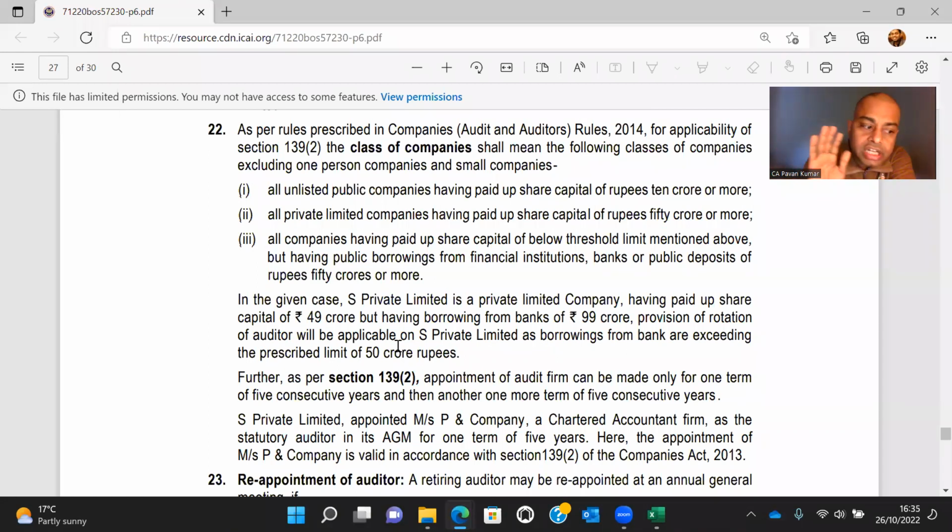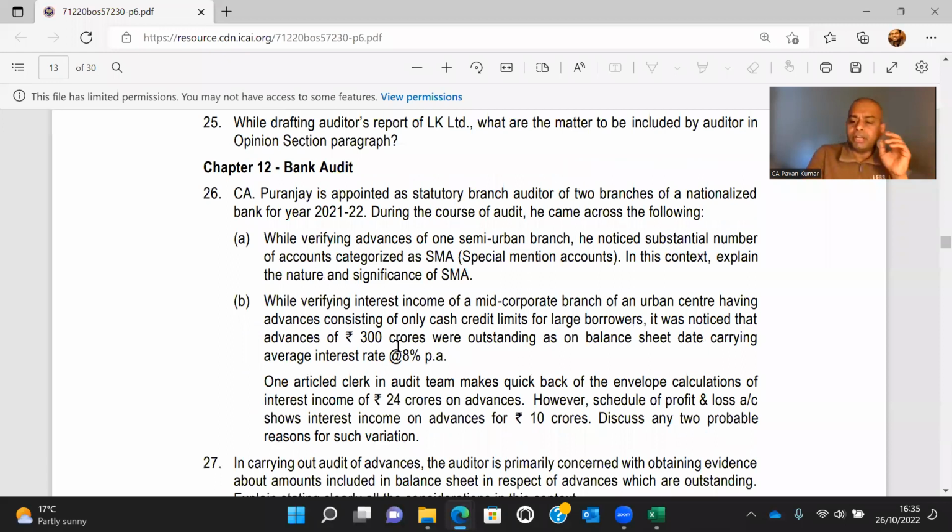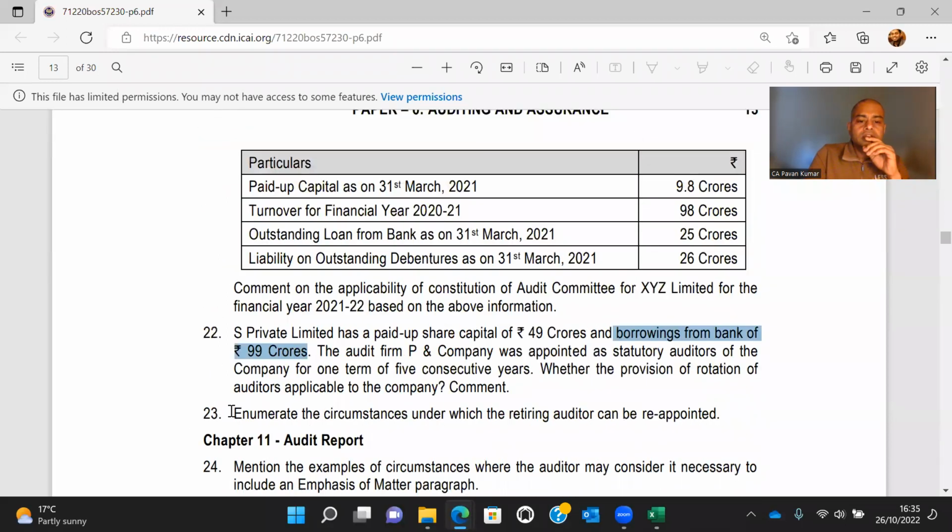So are we clear? Is everyone clear on question number 22? Do you understand question number 22? Can we move on? I'm looking at some straight and easy questions. For example, look at this 23rd question. What are the circumstances under which a retiring auditor can be reappointed? Come on, seriously.